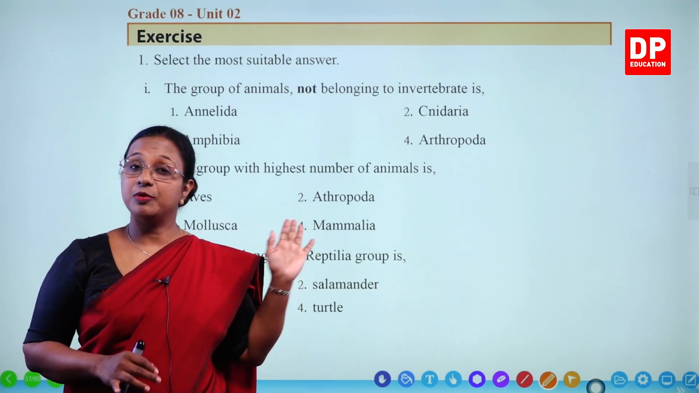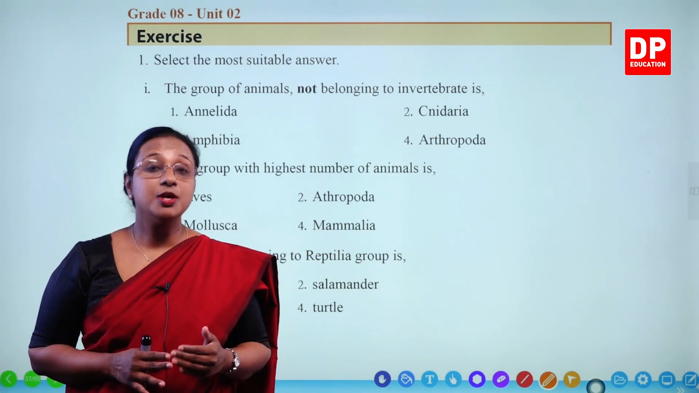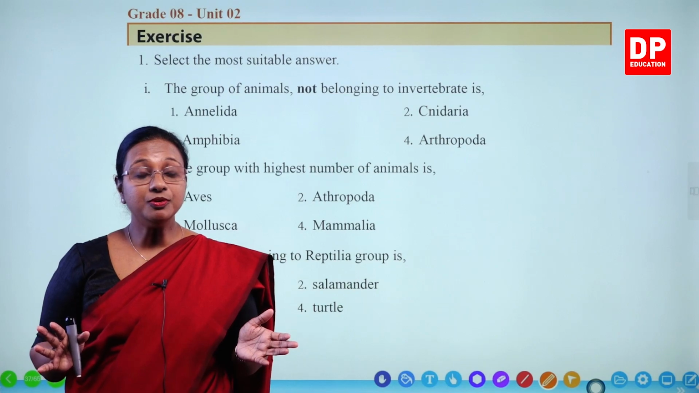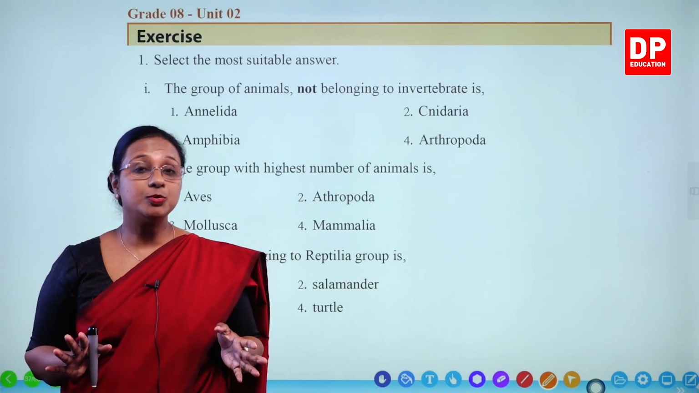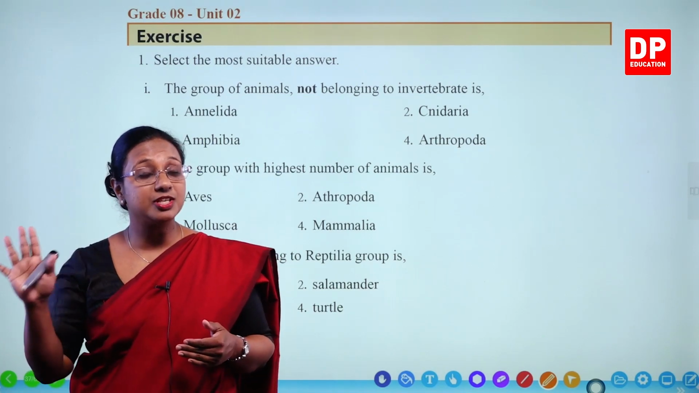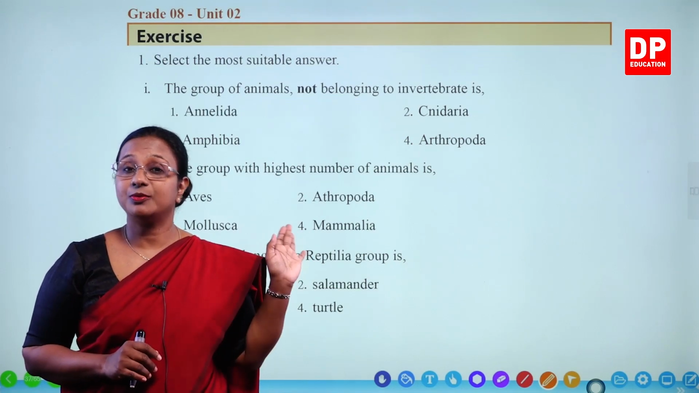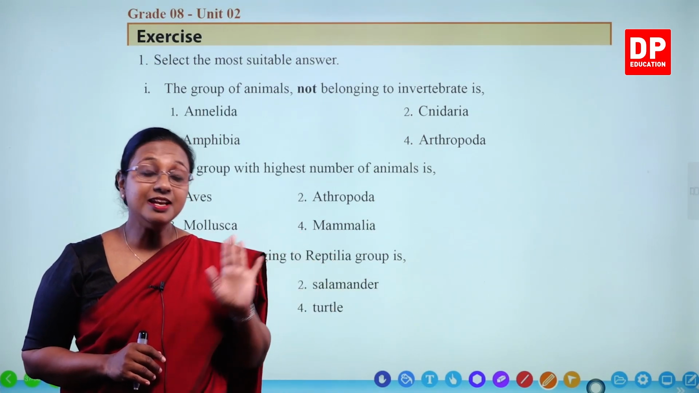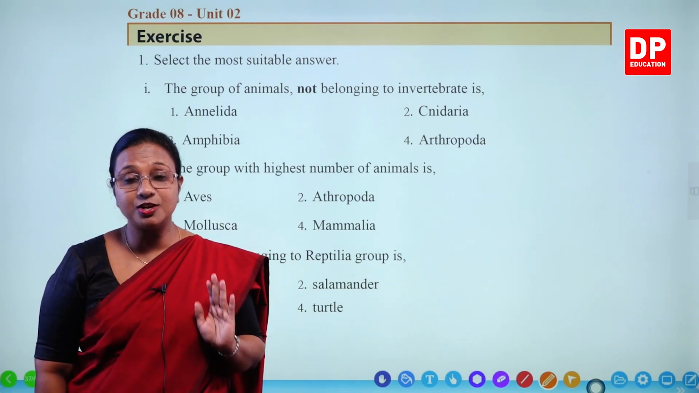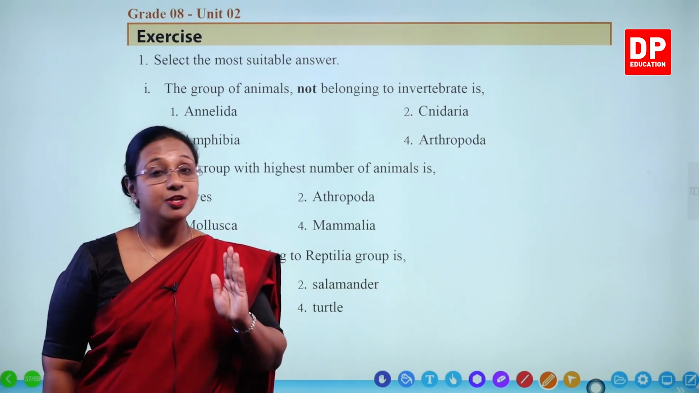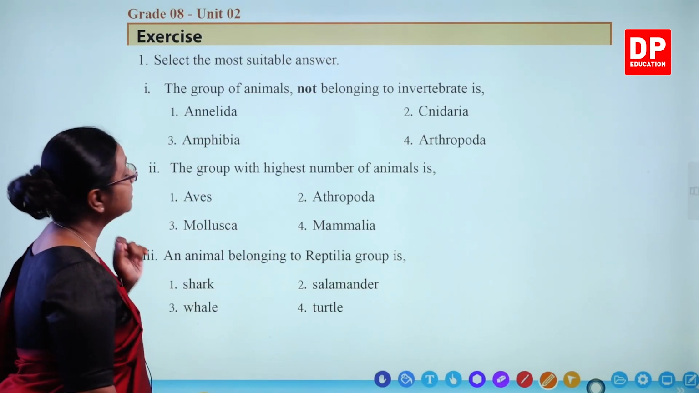So now I am going to discuss the questions given in your textbook first. So what should you all do? You have already listened to the discussion. You have to read the textbook again. If you have any doubts, again listen to the discussion and you have to answer the questions first. Then check with my discussion and see whether you have written all the correct answers. So I will start with the grade 8 unit 2 exercise.